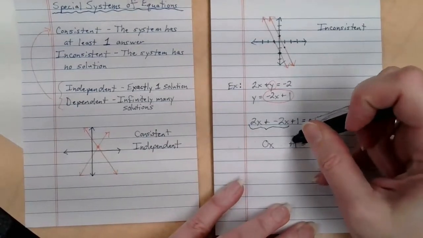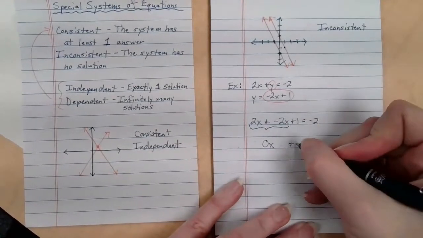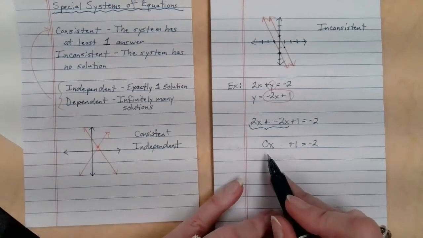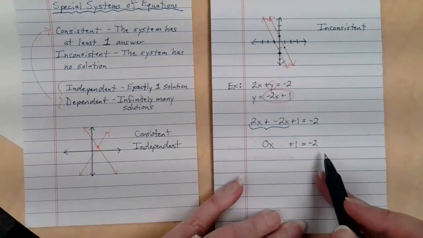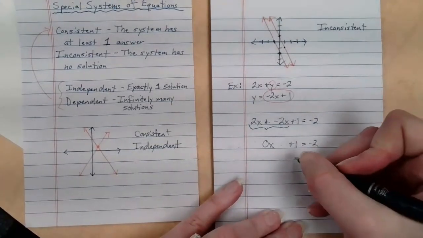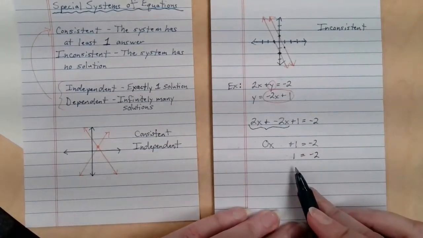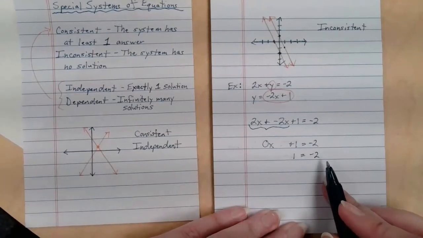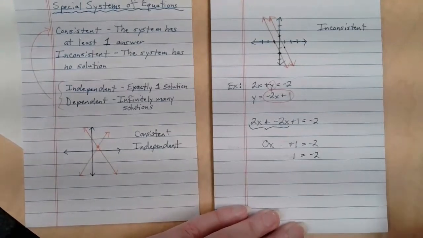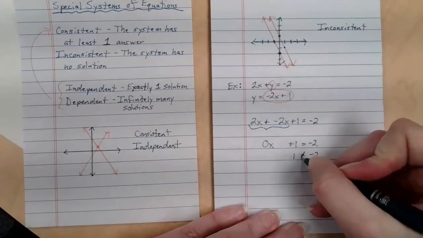But really, if you think about this, how often do we really write 0x? That's just kind of silly. So 0x, that's 0, plus 1 equals negative 2. What's 0 plus 1? 1. And therefore, 1 equals negative 2. Because we all know that to be totally correct, that 1 equals negative 2. Wait a minute. 1 does not equal negative 2.